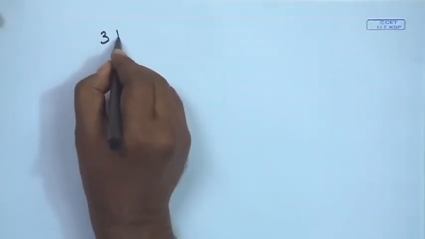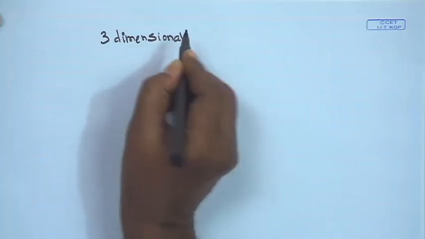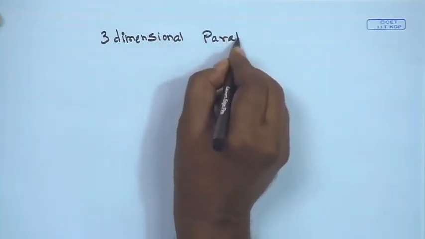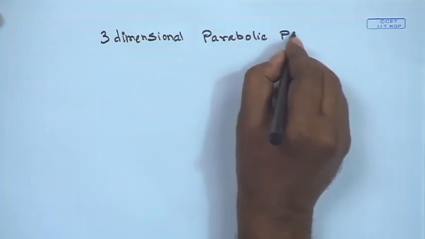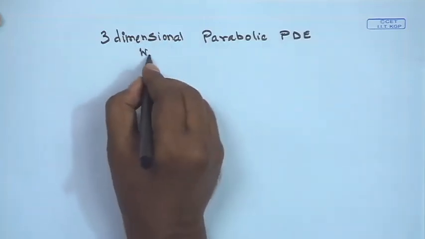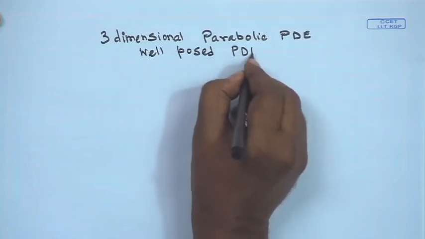In today's class we will be finishing it and see how the solution will evolve using separation of variable. And then after that we will be looking at a problem which will be a four-dimensional problem. Okay. So, let us look into a three-dimensional parabolic PDE, but which is a well posed PDE as well.